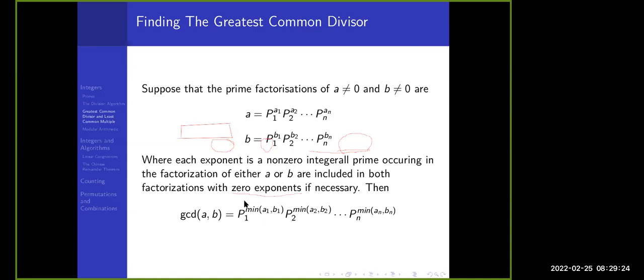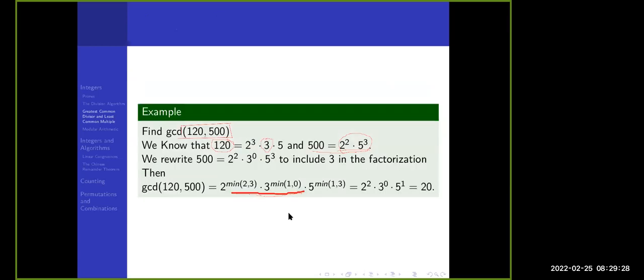Once we have them in that form, we can apply our formula. You will have 2 raised to the minimum of the exponents for 2, which is the minimum of 2 and 3. Then 3 raised to the minimum of 1 and 0, and 5 raised to the minimum of 1 and 3. So we end up with 2 raised to 2, 3 raised to 0, and 5 raised to 1. And the answer is 20.